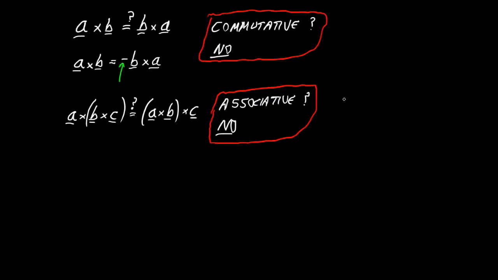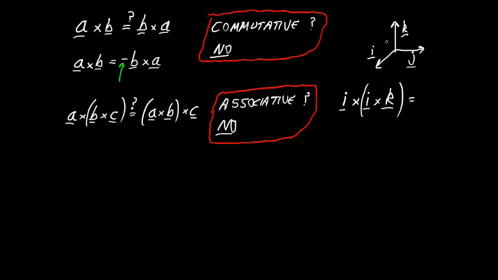We can easily convince ourselves of this just by looking at a particularly convenient example. Let's just use Cartesian vectors i, j, k. So let's just remind ourselves where these guys lie. They're perpendicular to each other. i, j, and k are just unit vectors going in the x, y, and z direction. So suppose we have i cross k.